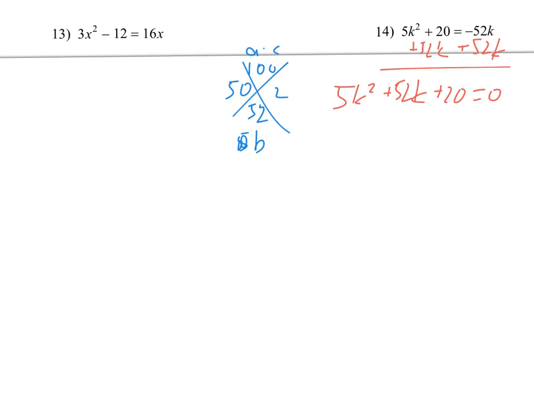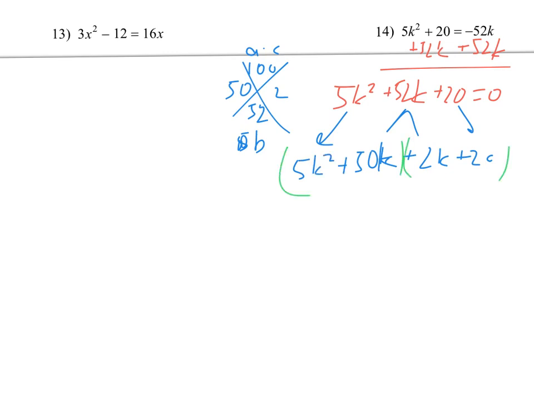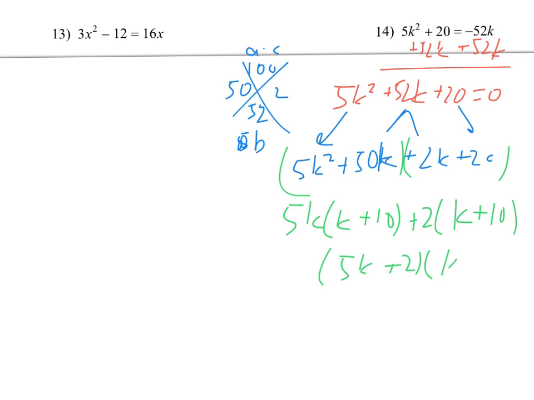That one's not too bad. However, I do need to use the grouping here. So I'm going to split this up to 50k and 2k. And then we'll put that guy over there, and then this guy over there, and we'll do our grouping. So I'm going to take 5k out and give me k plus 10. I'm going to take 2 out and leave me with k plus 10 as well. So we get 5k plus 2 times k plus 10 equal to 0. And so now I can split this up and set them equal to 0 individually.